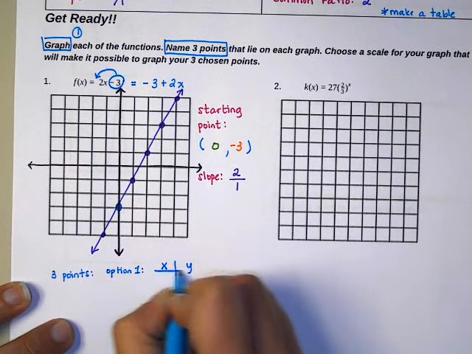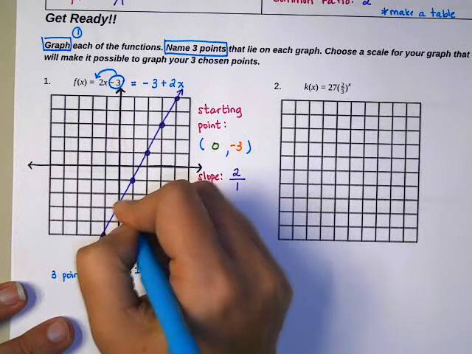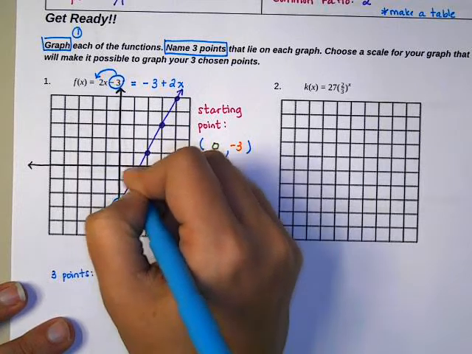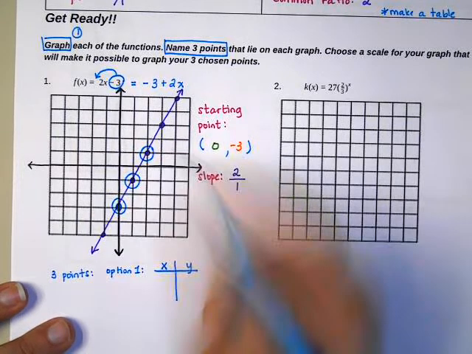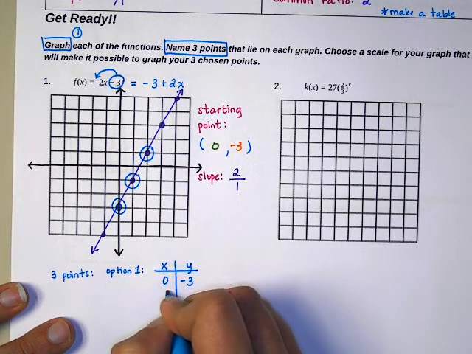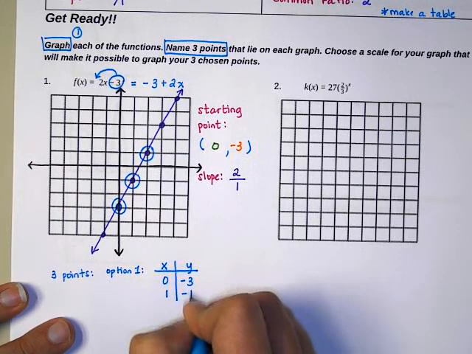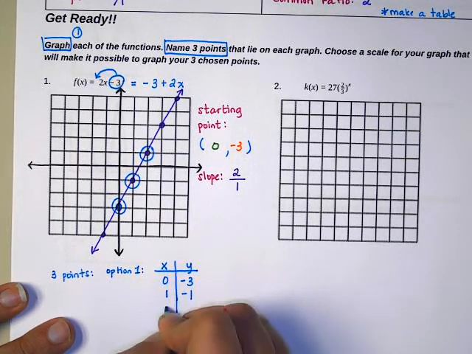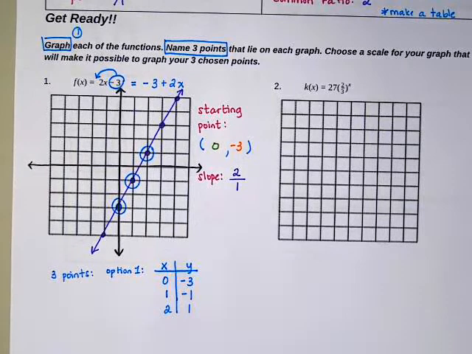Now I can choose any 3 points that I want. I'm going to go ahead with the first 3 points that I graphed, so these 3 right here. My first point would be 0, -3. Then my next point would be 1, -1, and my last point would be 2, +1.